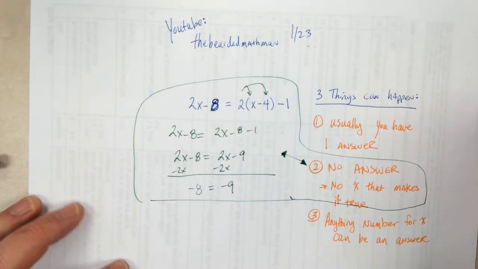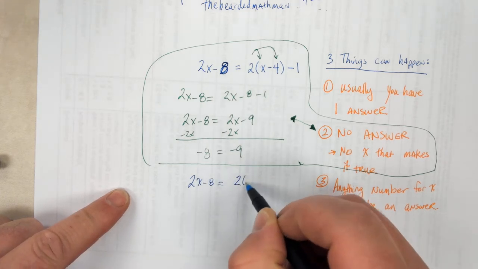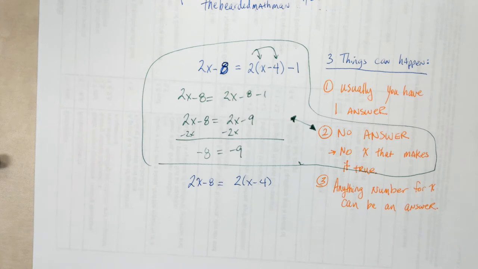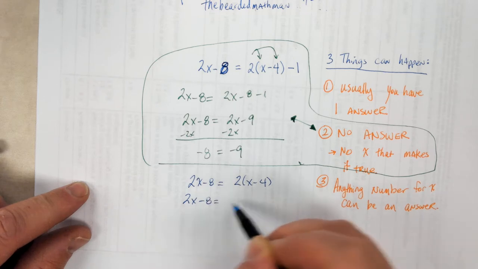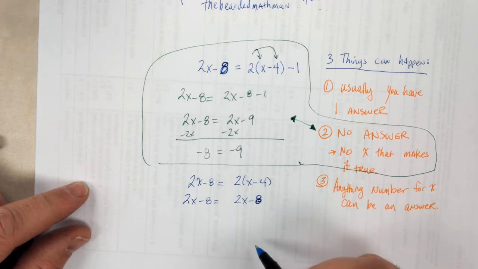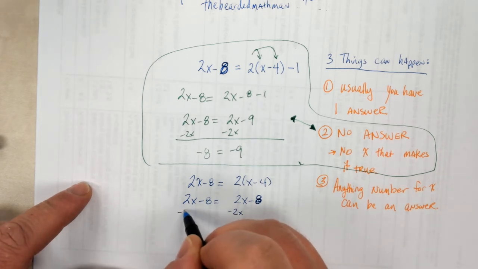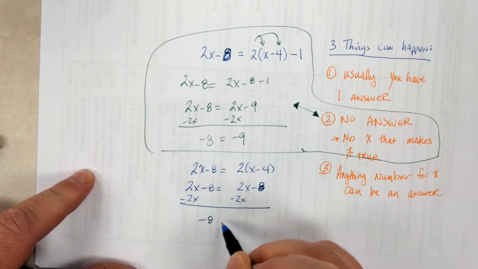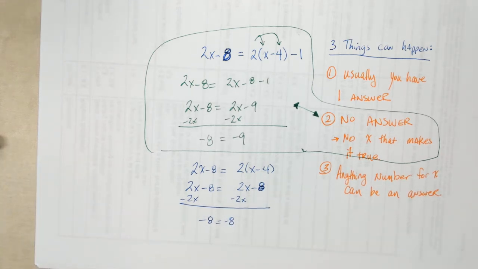Now, I'm going to write a different equation, but it's going to be similar. Any number you make up, any number in the whole world will work for this. Every number for X is true. And here's how you can tell. I'm going to go ahead and distribute. Look, they're the same. So if I wanted to subtract 2X from both sides, I get negative 8 equals negative 8. And that's true, no matter what. And that's correct.